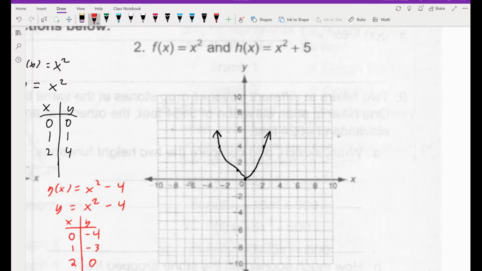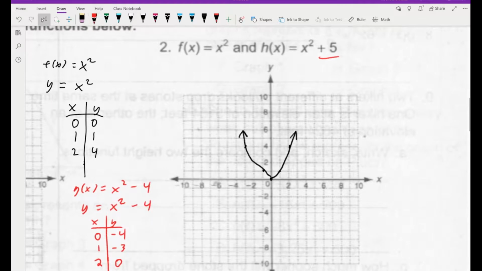And of course, what happens here? Well, all the points are shifted up the same number. If we look over here on number 1, the points were all down. 0 became a negative 4, 1 here became a negative 3, a 4 became 0, because the graph was shifted down 4 units. In this case, we're going to be adding 5 to all the points.